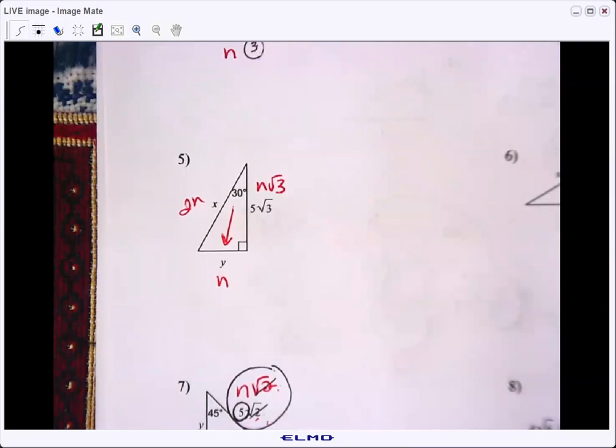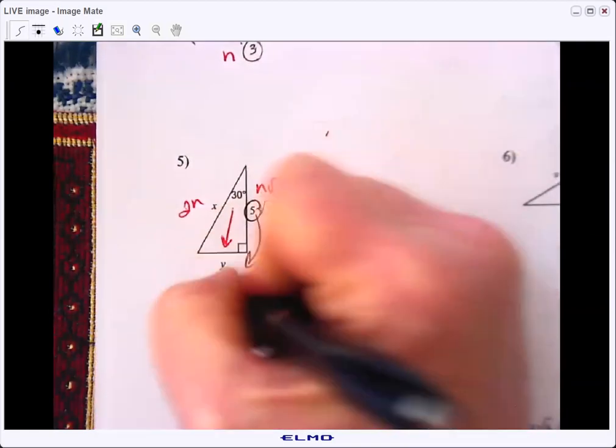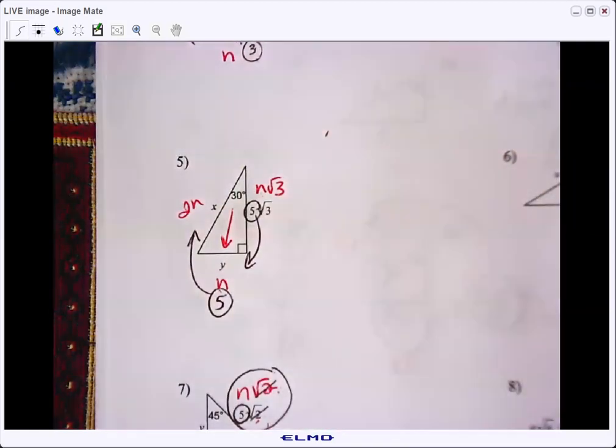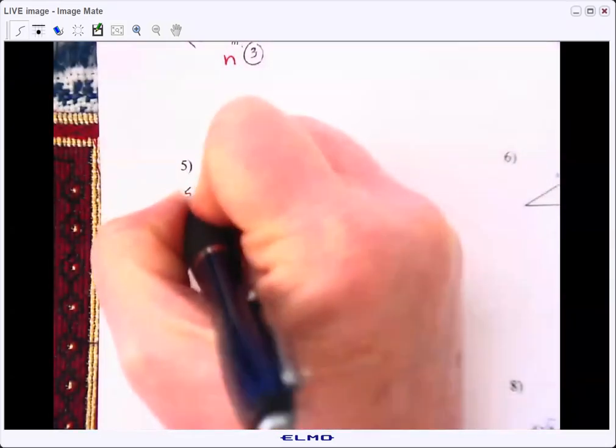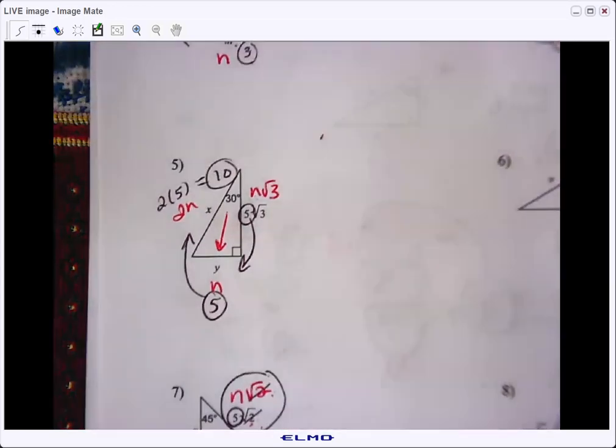So what's n on number 5? 5. Okay, so n is 5. What does that make the hypotenuse? 10. Because 2 times 5 is 10. And you're done.